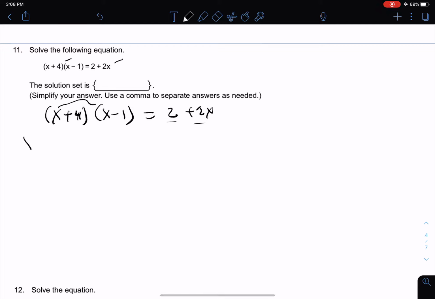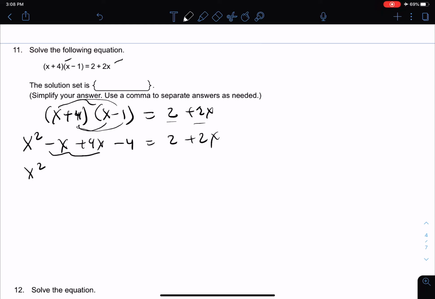So the first thing you multiply, x times x is x squared. X times -1 is negative x. 4 times x is 4x. 4 times -1 is -4. Combine your like terms over here. X squared minus x squared, and then a -1 and 4 is plus 3x.